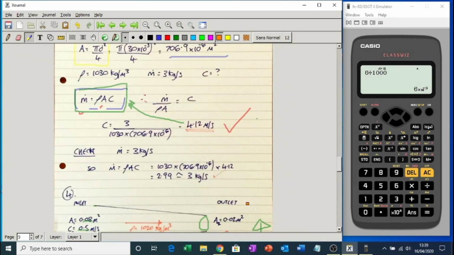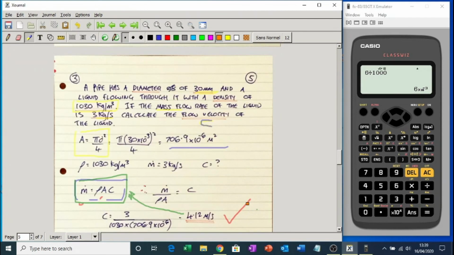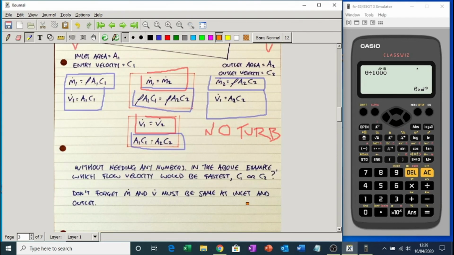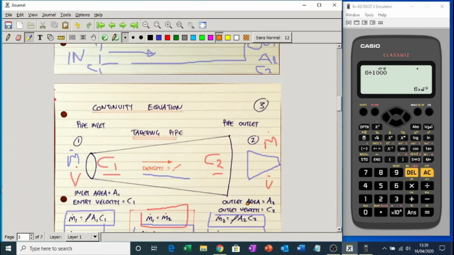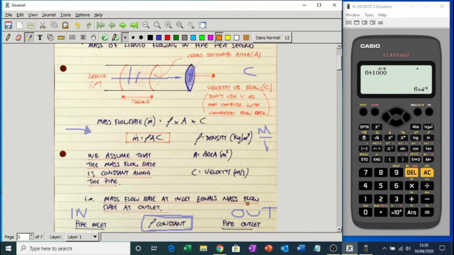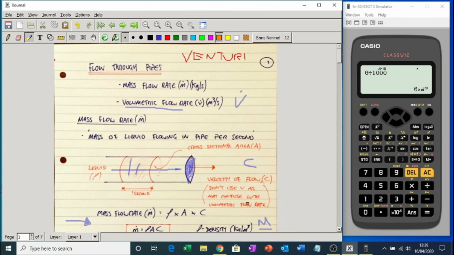I will put some of the questions on Moodle for you or something. There's only a few formulae we're using, so it's not that terribly difficult. So enjoy pipe flow. Over and out.